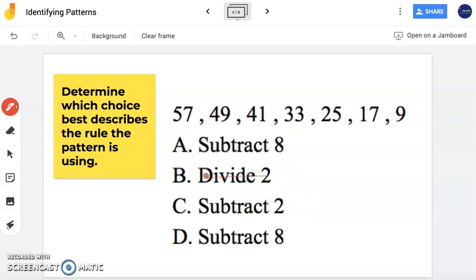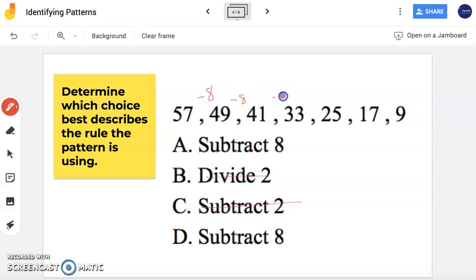Now I need to determine, what am I subtracting by? So 57 minus something gives you 49. Now my options here are subtract 2. 57 minus 2 is not 49, so that cannot be an option here. But let's try 57 minus 8. That is 49. 49 minus 8 is 41.